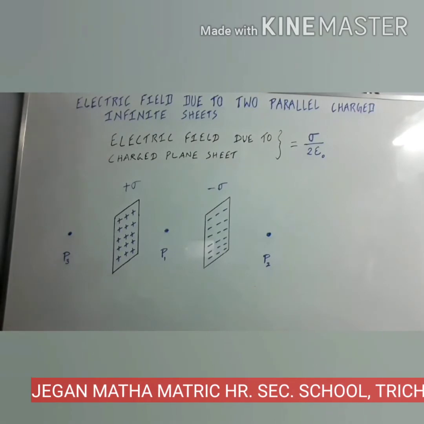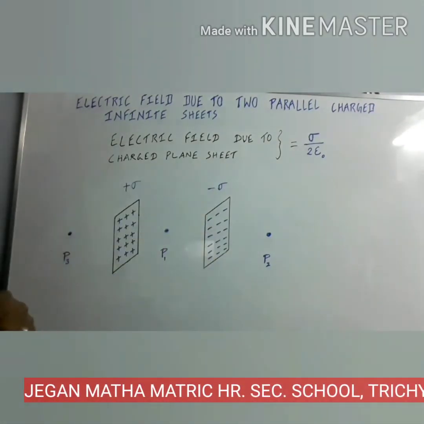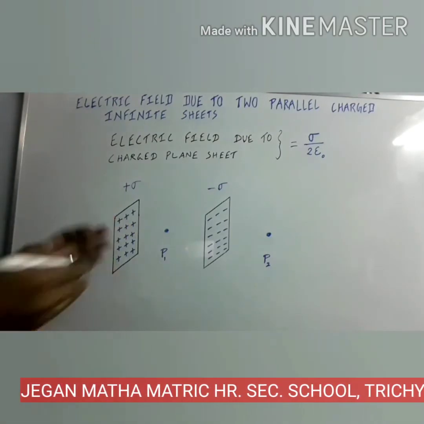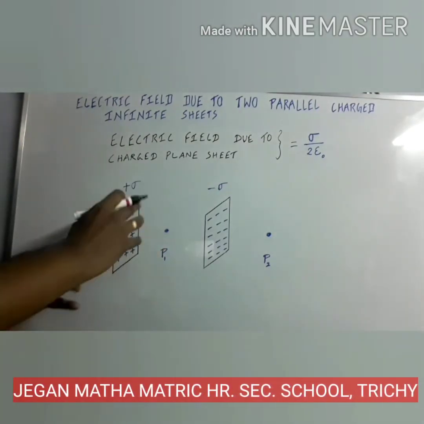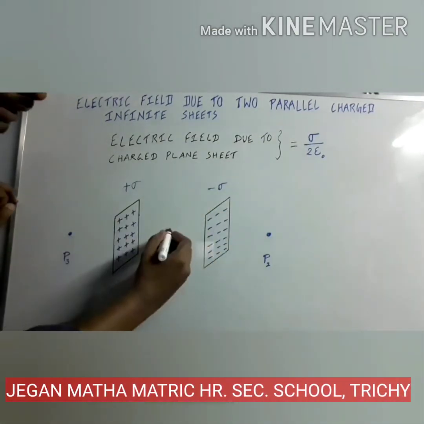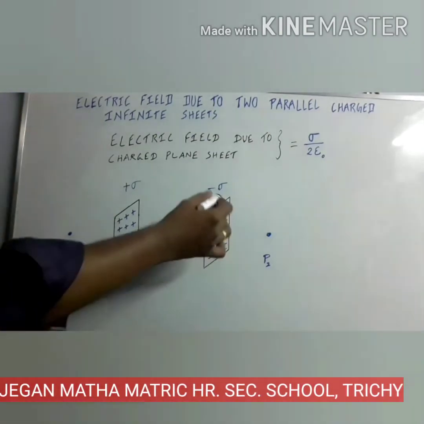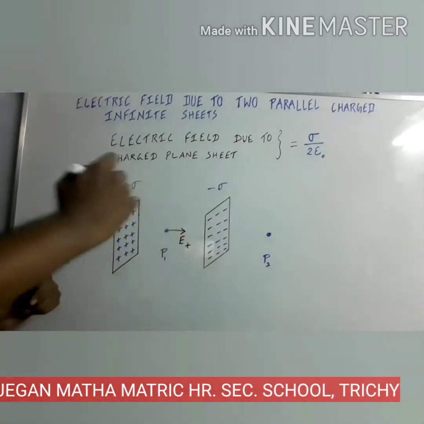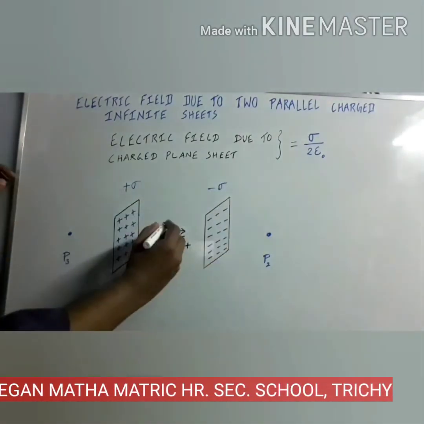Now we are going to take the point P1, which is in between the two charged plane sheets. What will be the direction of the electric field provided by the positively charged plane sheet? We know that the direction of the electric field from a positively charged plane sheet is outwards. So the electric field acts along this direction. And the electric field given by the negatively charged sheet at the point P1, what is the direction? It always acts inwards, towards the negative charge.